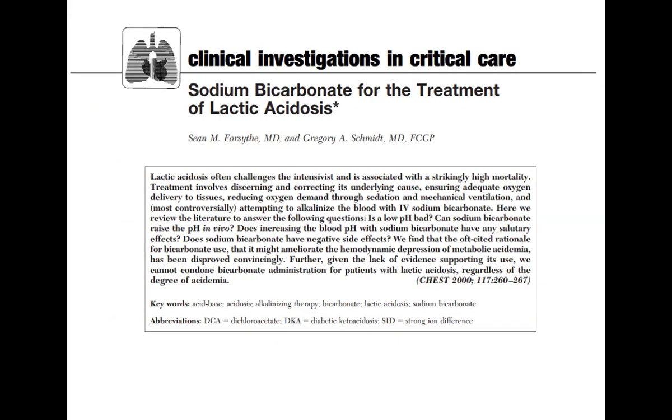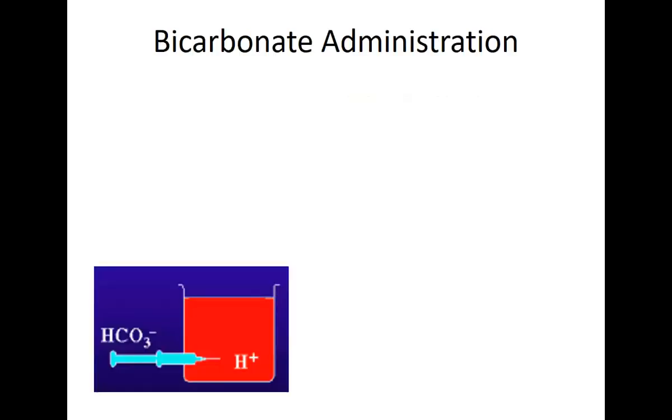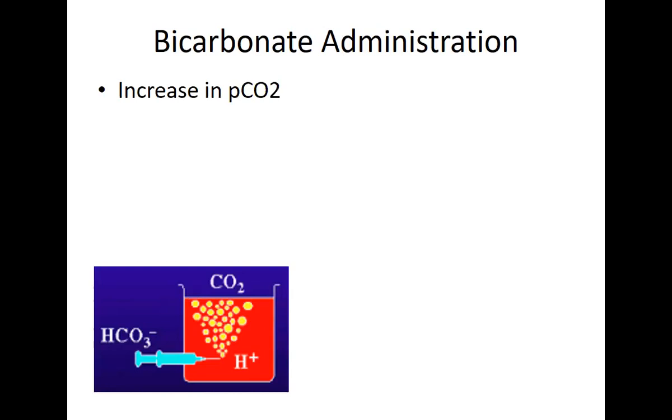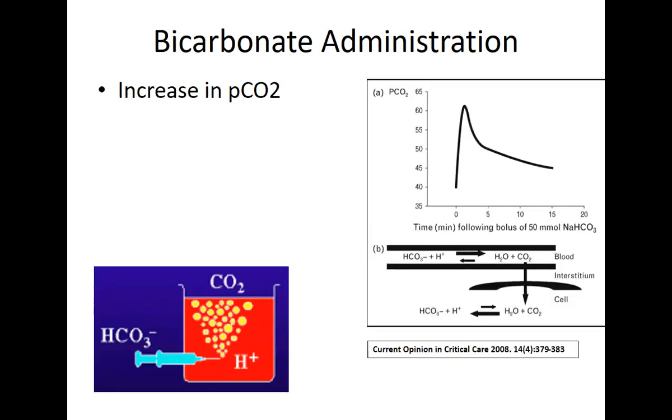This is one of my favorite papers. It was written by our own Dr. Forsyth when he was a fellow in 2000, talking about why you should not give sodium bicarb to patients with a lactic acidosis, and why. When you give bicarb to somebody with a high level of hydrogen ions in the blood, you have a bolus of CO2 in your blood. That's because hydrogen ions combine with bicarb to produce water and CO2.